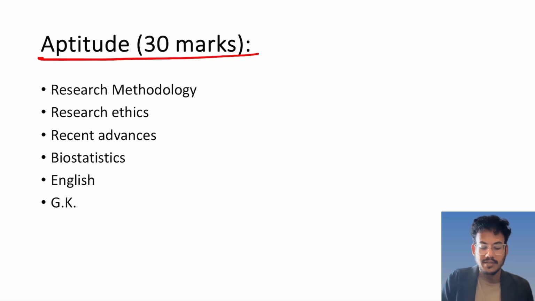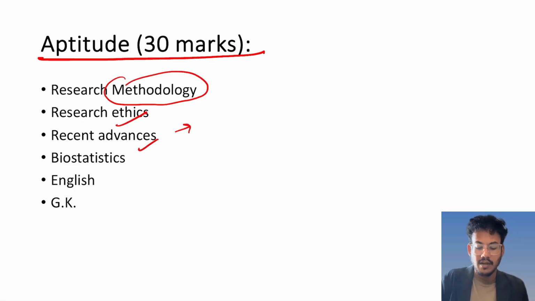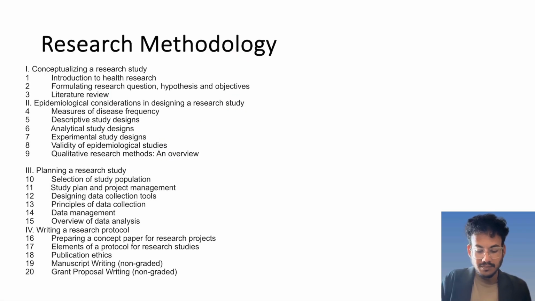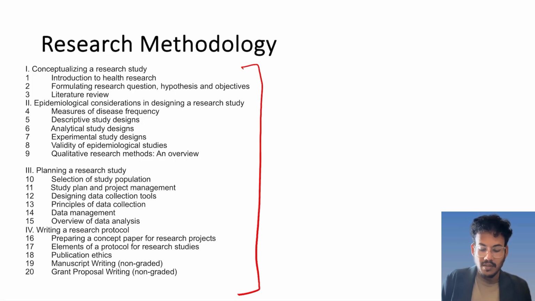Aptitude specific is 30 marks. Obviously they would be asking questions from research methodology, ethics, recent advances in biotech or research, like any novel strategy that has come up in the healthcare space, biostats, English, and GK. You should study these topics, because they ask questions from anywhere in research methodology, like what kind of data set it is, categorical data, ordinal data.